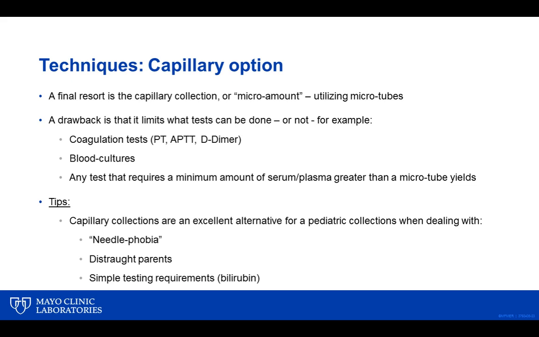Another drawback to capillary collections is we can't draw every single test from a capillary or dermal puncture. For example, coag tests. Aside from the point of care INRs, I'm aware that we do those. I'm talking about an actual capillary collection for tubes. We don't have any sodium citrate micro tubes. Blood cultures, actually any test that requires a minimum amount of serum or plasma for testing that is greater than what our yield would be in a microtube.